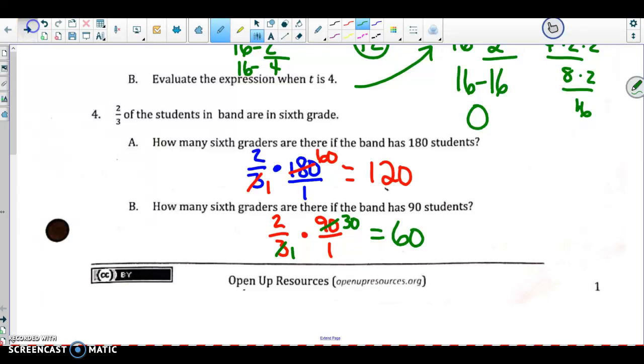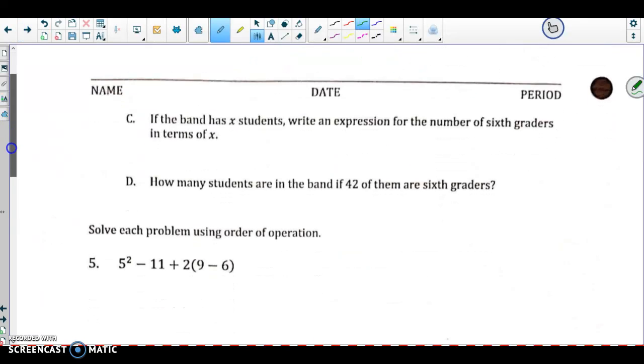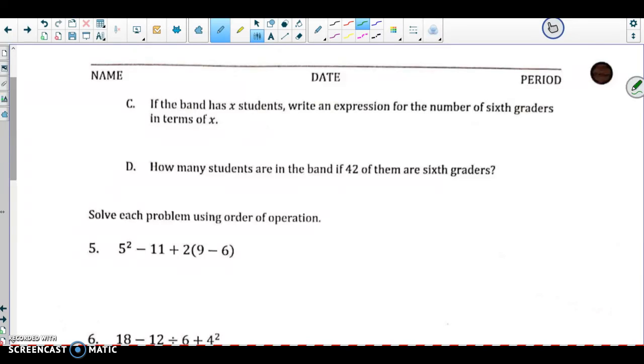All right, moving on to part C. Part C on the backside says, if the band has X students, write an expression for the number of sixth graders in terms of X. Well, what have we done? We have taken 2/3 times however many students there are. And if we don't know what there is, we can just say 2/3 times X would give us our number of sixth graders. However many there are, if there was 180, or just 90, or however many.